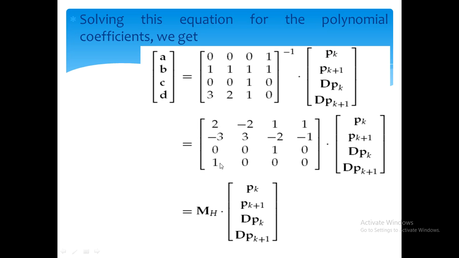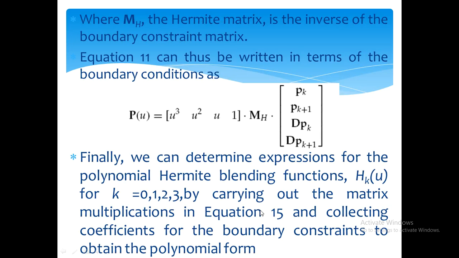Then this I will call MH, that is the Hermite matrix. This takes care of the continuity. This matrix will take care of the continuity of the piecewise drawing, right? This I will replace with MH, then P_k+1, where MH is the Hermite matrix, the inverse of the boundary constraint matrix.